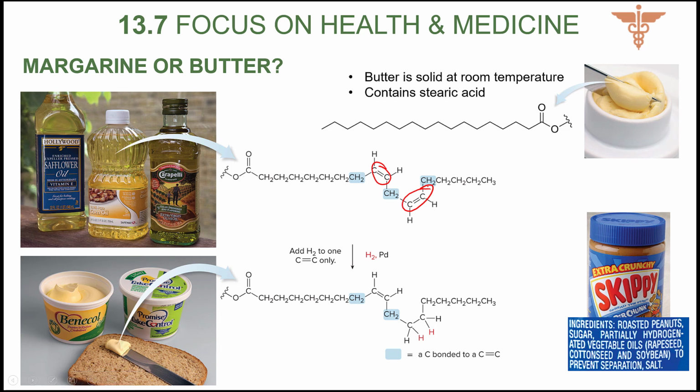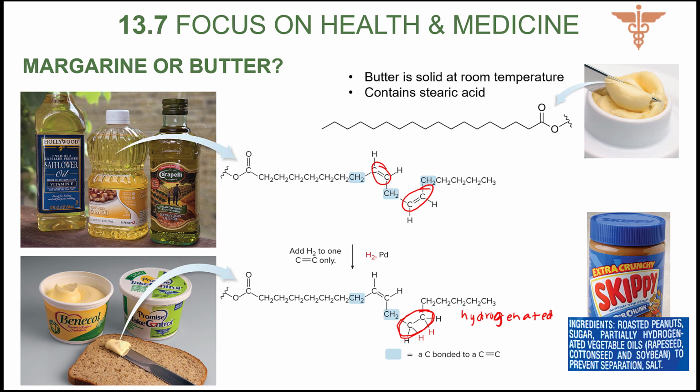You may have noticed that when you try to spread butter on toast after taking it out of the refrigerator, it's very hard to spread because it is a solid at room temperature and even more solid after it's been refrigerated. Substitutes or alternatives to butter are spreadable right out of the refrigerator. Some of these have been made from an oil, such as corn oil or vegetable oil, where one of the double bonds has been hydrogenated.